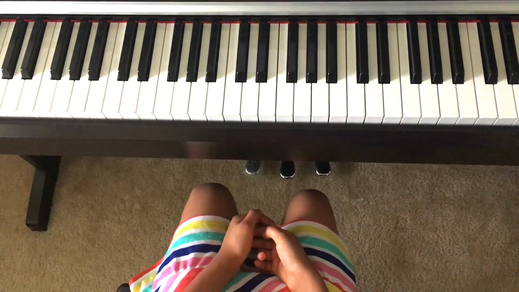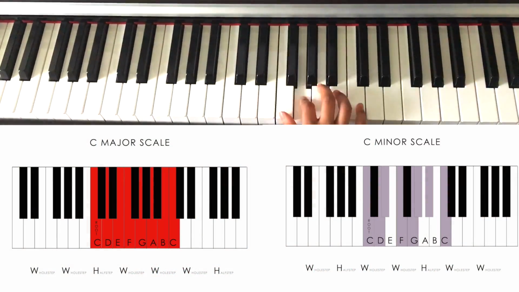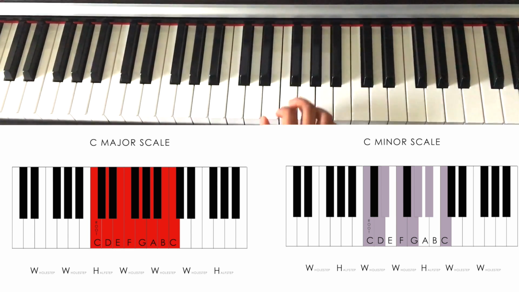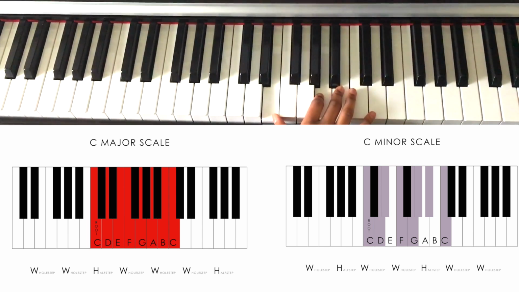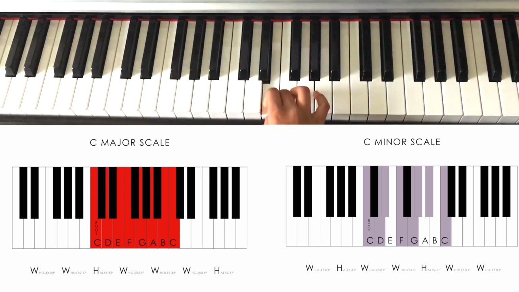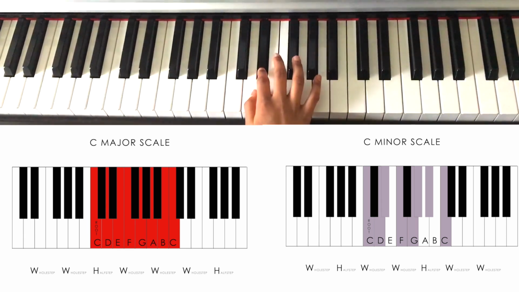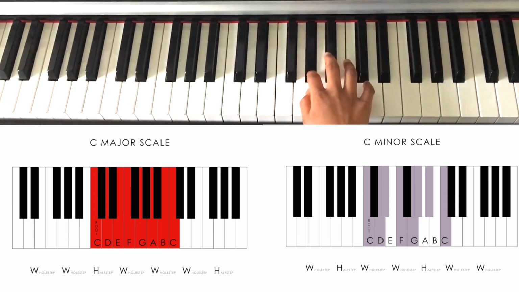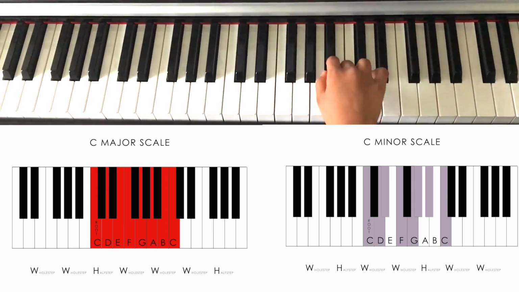So for C minor, we would play the C major scale first, which is C, D, E, F, G, A, B, C. Then we would look at the third, the sixth, and the seventh notes. So instead of E, we would go a half step down, which is E flat. Instead of A, we would play A flat. And instead of B, we would play B flat.